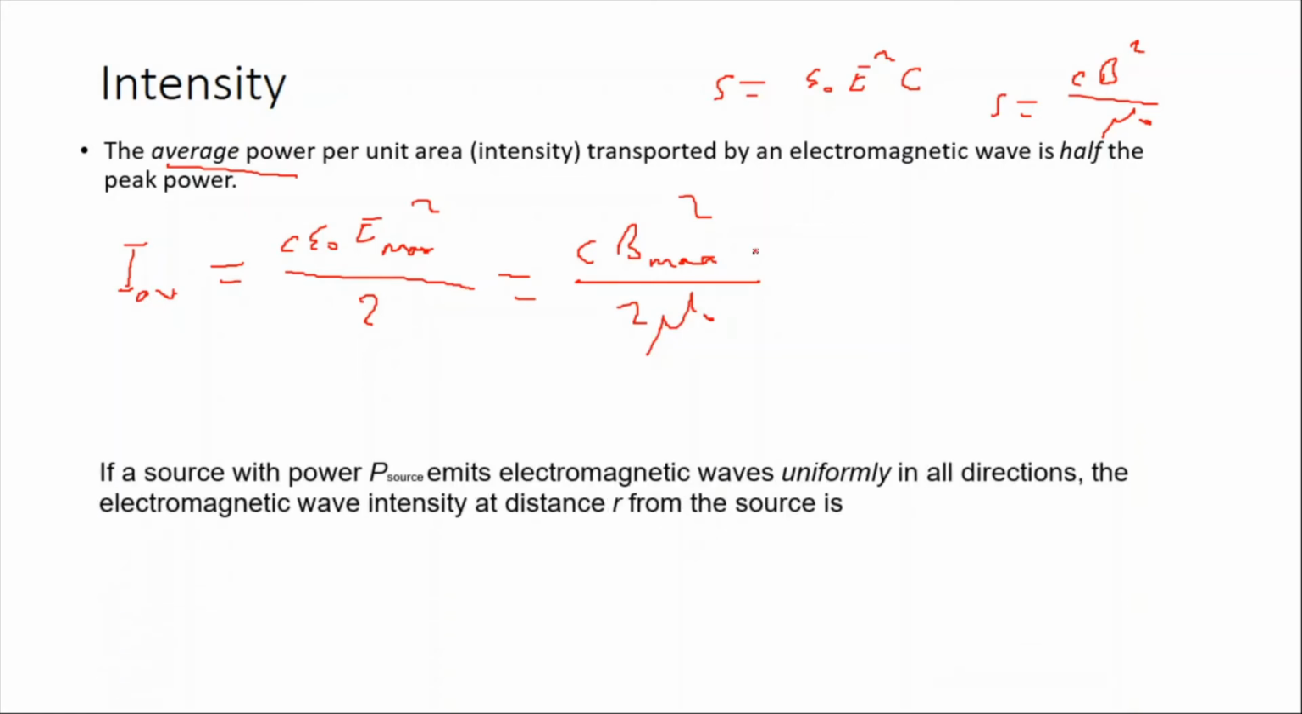Okay, so if a source has power P source, and it emits electromagnetic waves uniformly in all directions, the electromagnetic wave intensity at a distance r from the source is going to be I equals P source divided by 4 pi r squared. Here is the power of the source. Assume it is emitting electromagnetic waves in all directions. At a distance r from the source, the intensity I at this point will be P divided by 4 pi r squared.